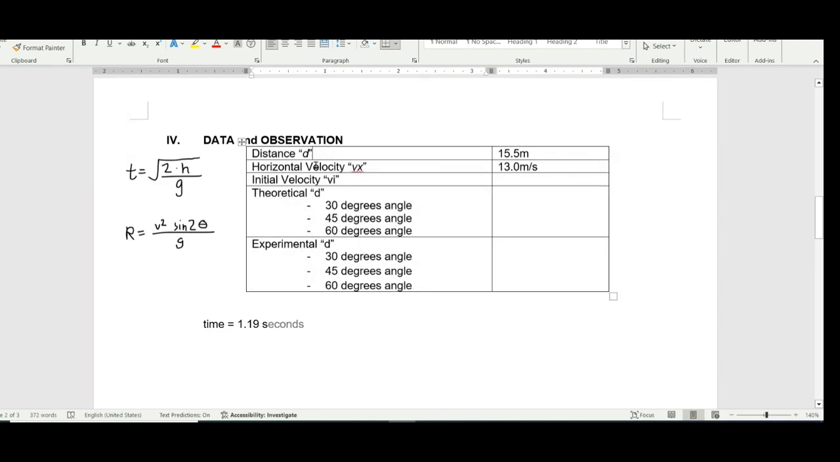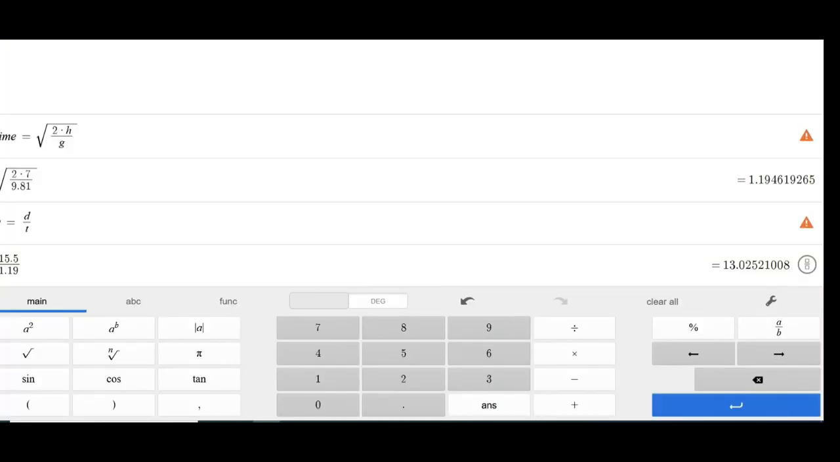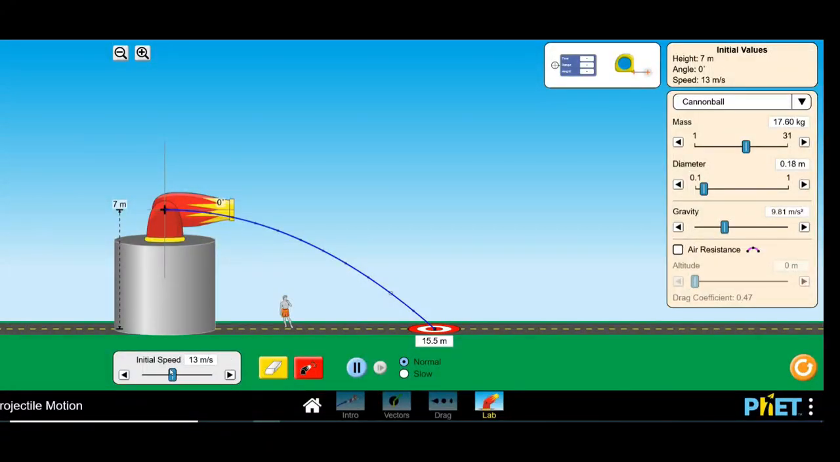You'd get your distance, and you would find time, and then using the velocity formula, which is, once again, velocity is equal to distance over time, that's 13 meters per second. And if you look at it, 13 meters per second is actually the initial speed that I put here. So my calculation is correct.